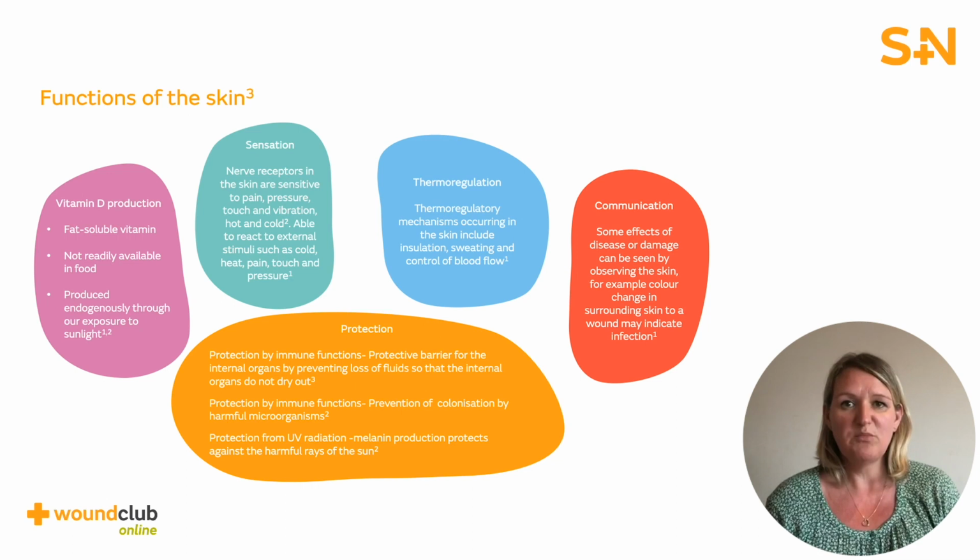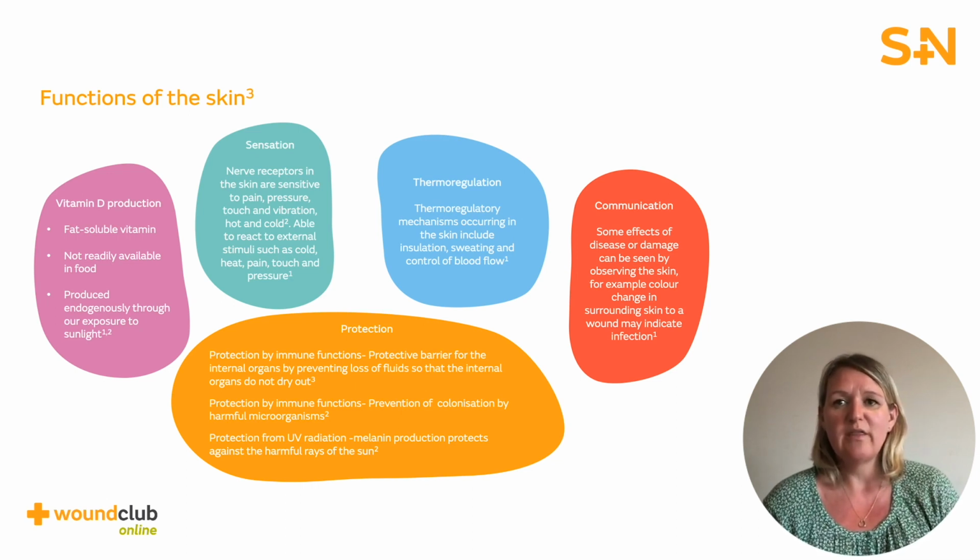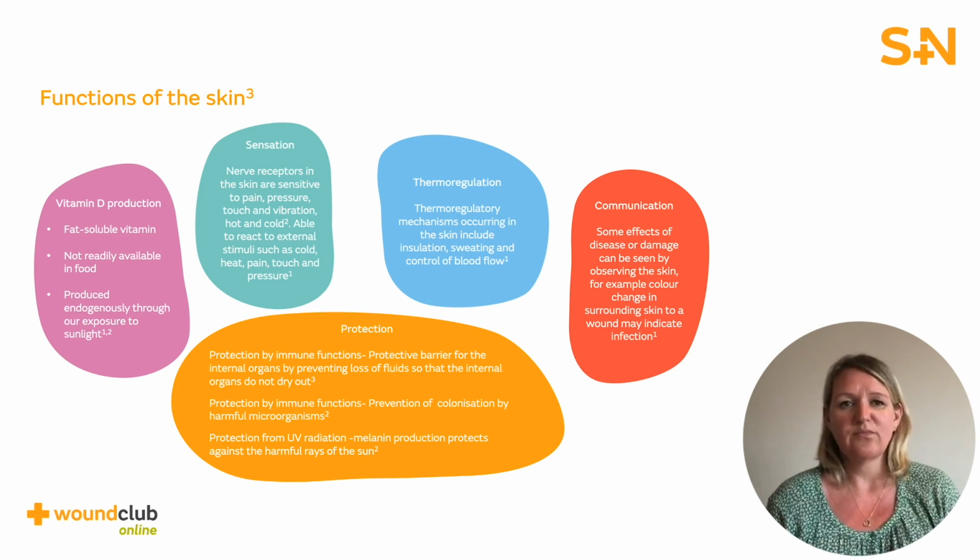The skin has a number of different functions: vitamin D production, sensation, thermoregulation, communication and protection. Vitamin D is a fat-soluble vitamin that's naturally present in very few foods. Its production is stimulated by sunlight exposure. Melanin production determines a person's pigmentation and protects against the harmful rays of the sun.